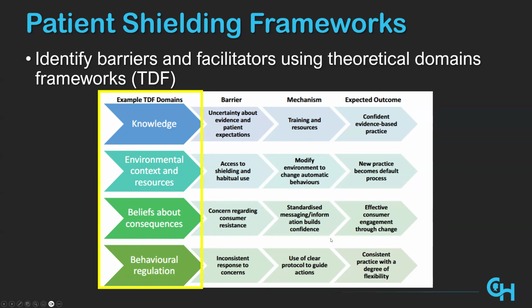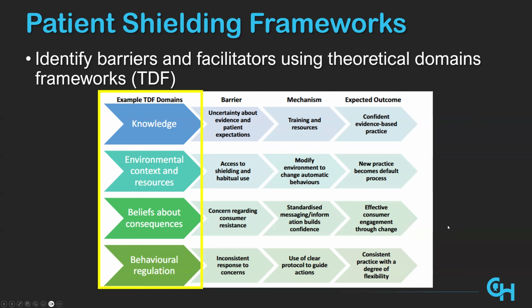And so a way to address this would be standardized messaging and information, which can build confidence among the technologist staff. And then finally, behavioral regulation as a domain points us towards the barrier of inconsistent response to concerns. And so that can be addressed by use of a clear protocol to guide actions. And then there are some expected outcomes from effective use of these mechanisms.